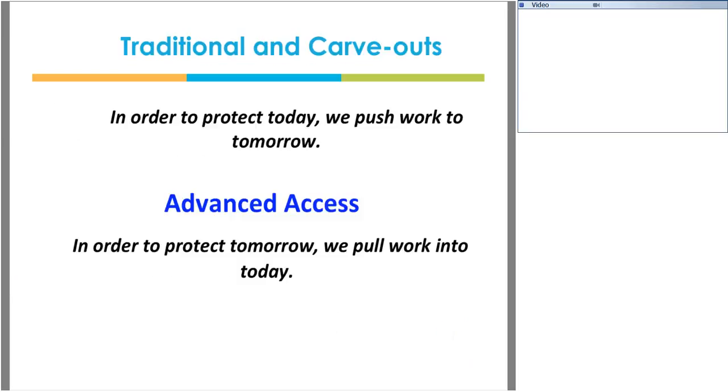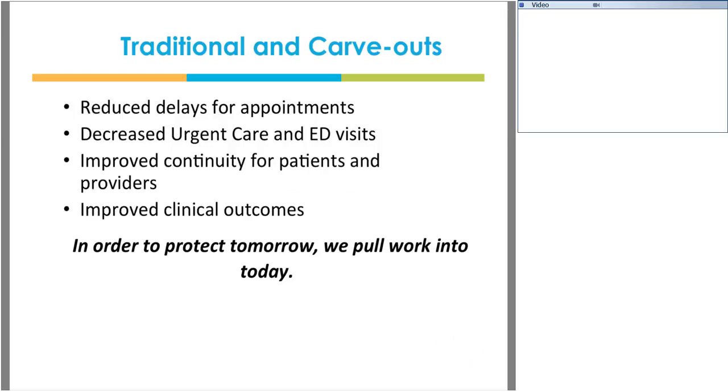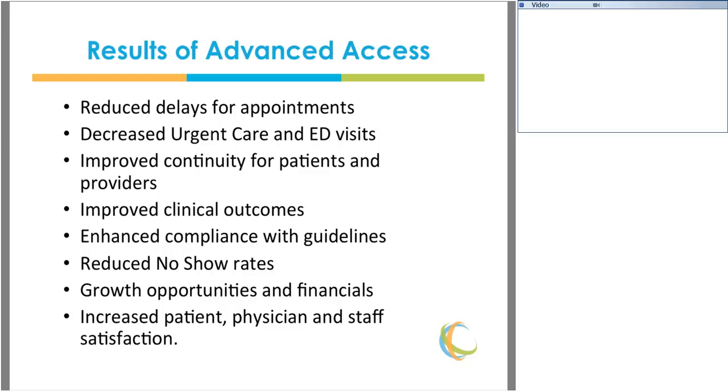So again, in traditional and carve-out models, in order to protect today, we push work into tomorrow. In advanced access, in order to protect tomorrow, we actually pull work into today, because that's what's going to allow our future to be open and available for booking.